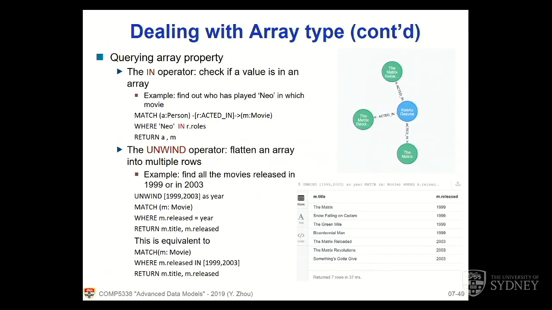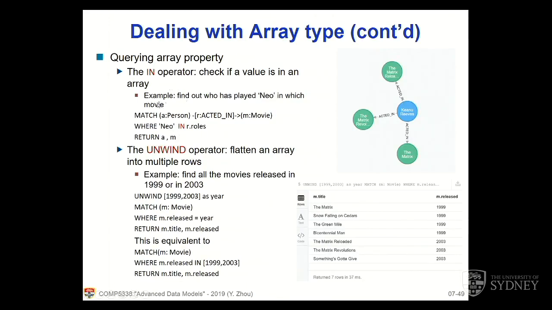Okay, and similar to MongoDB and probably SQL, for the array type there are two special operators: the in operator and the unwind operator. They can be used to handle array types. The in operator is usually used to check if a value is in the array. It's just in. It doesn't need a dollar sign or anything, not like in MongoDB.